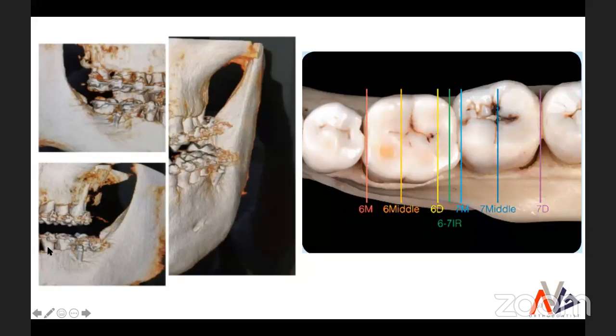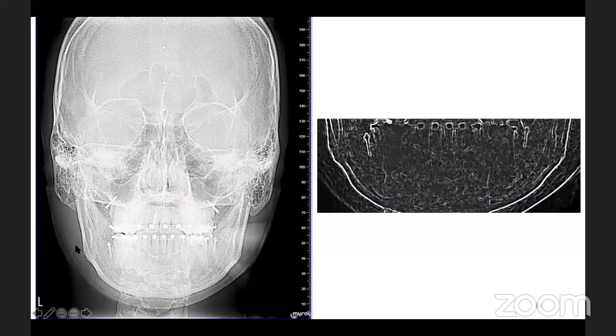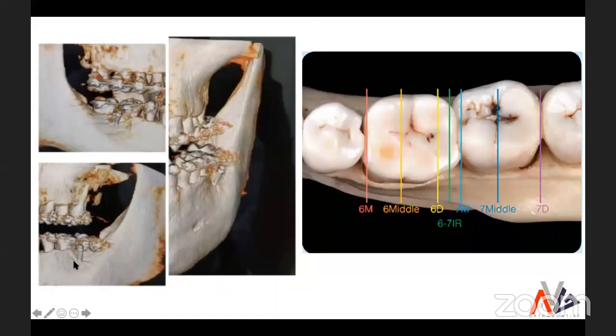And the point of application of force over the center of resistance. So these are the key things that you need to remember. Where you're going to use a power chain over here, which is going up to the hook, right? The CR is somewhere below it.